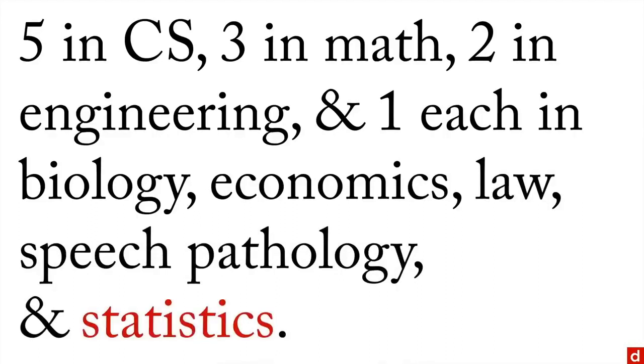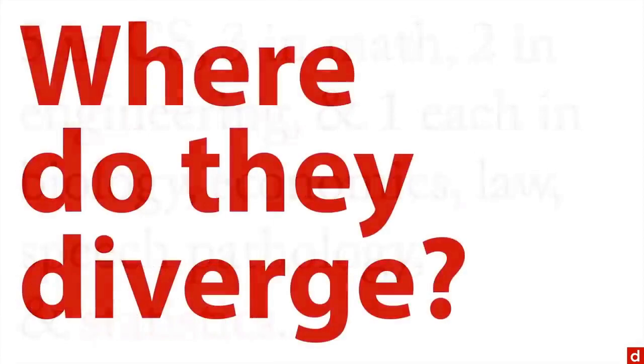And so that tells us, of course, that these major people in data science are not trained as statisticians. Only one of them has formal training in that. So that gets us to the next question. Where do these two fields, statistics and data science, diverge? Because they seem like they should have a lot in common, but they don't have a lot in training.